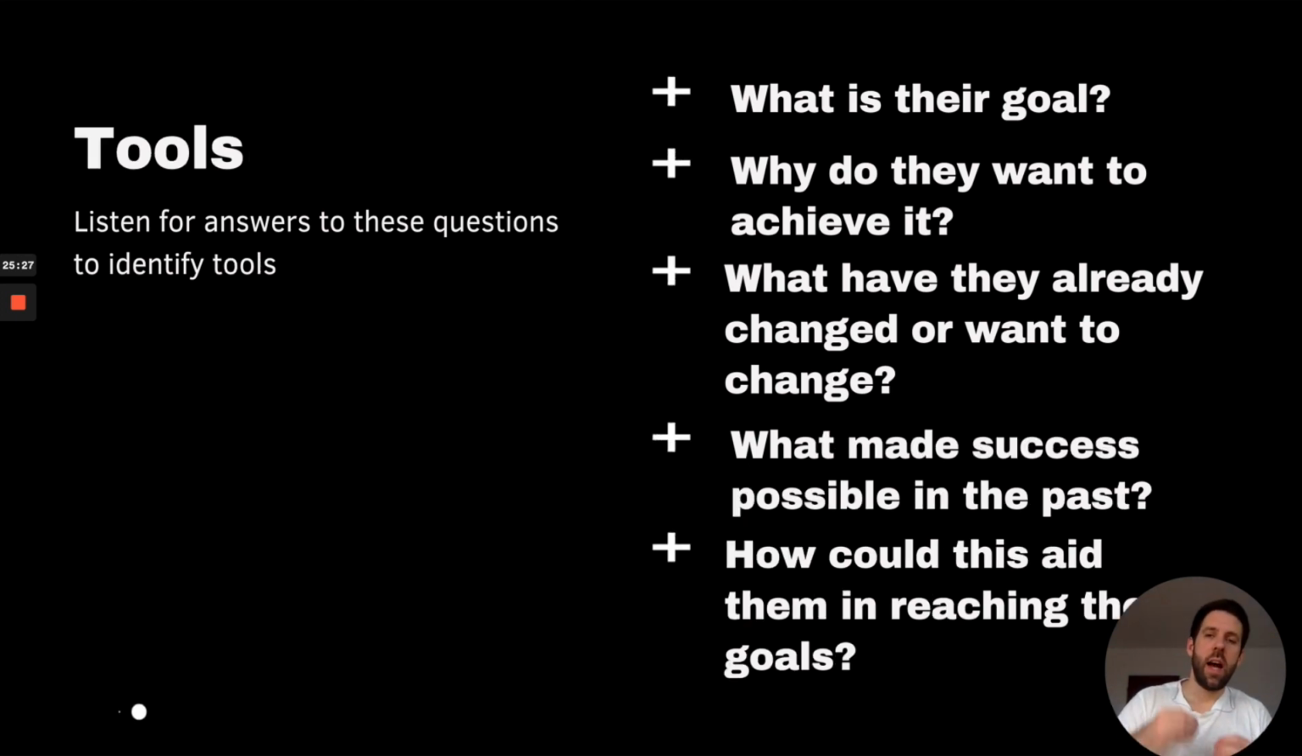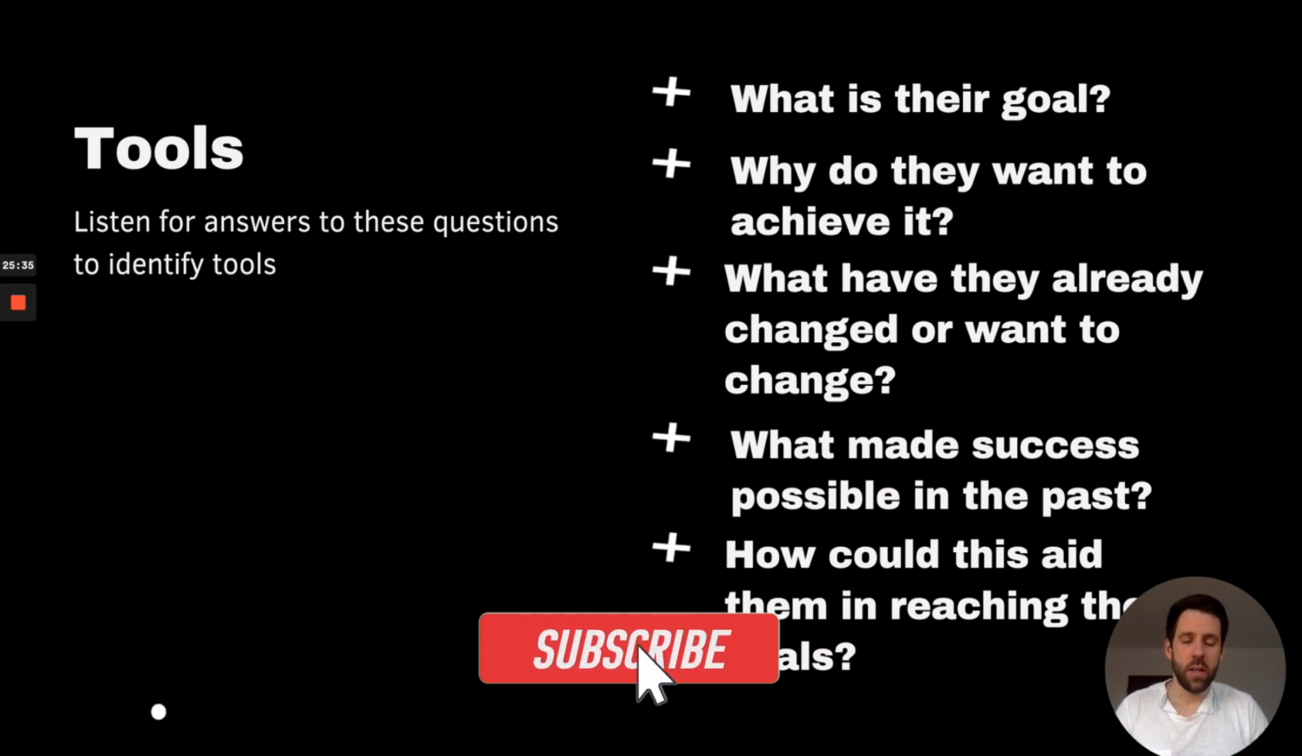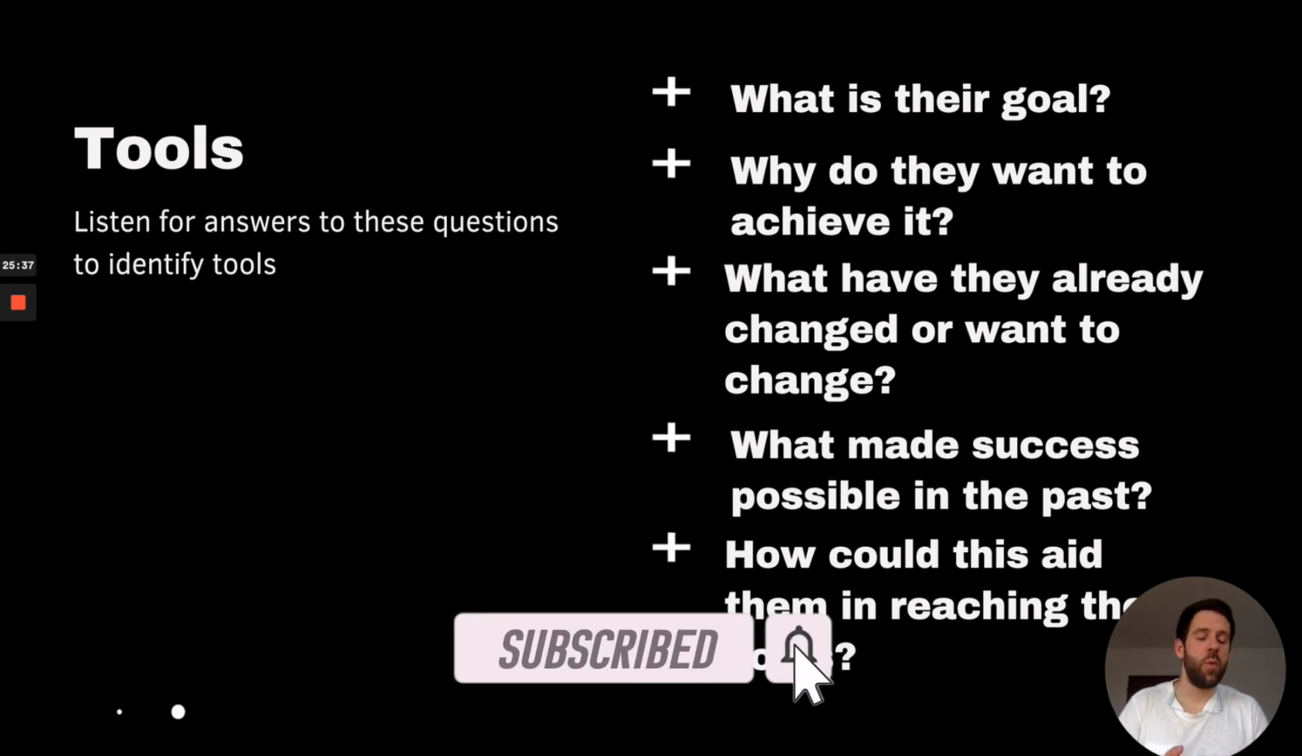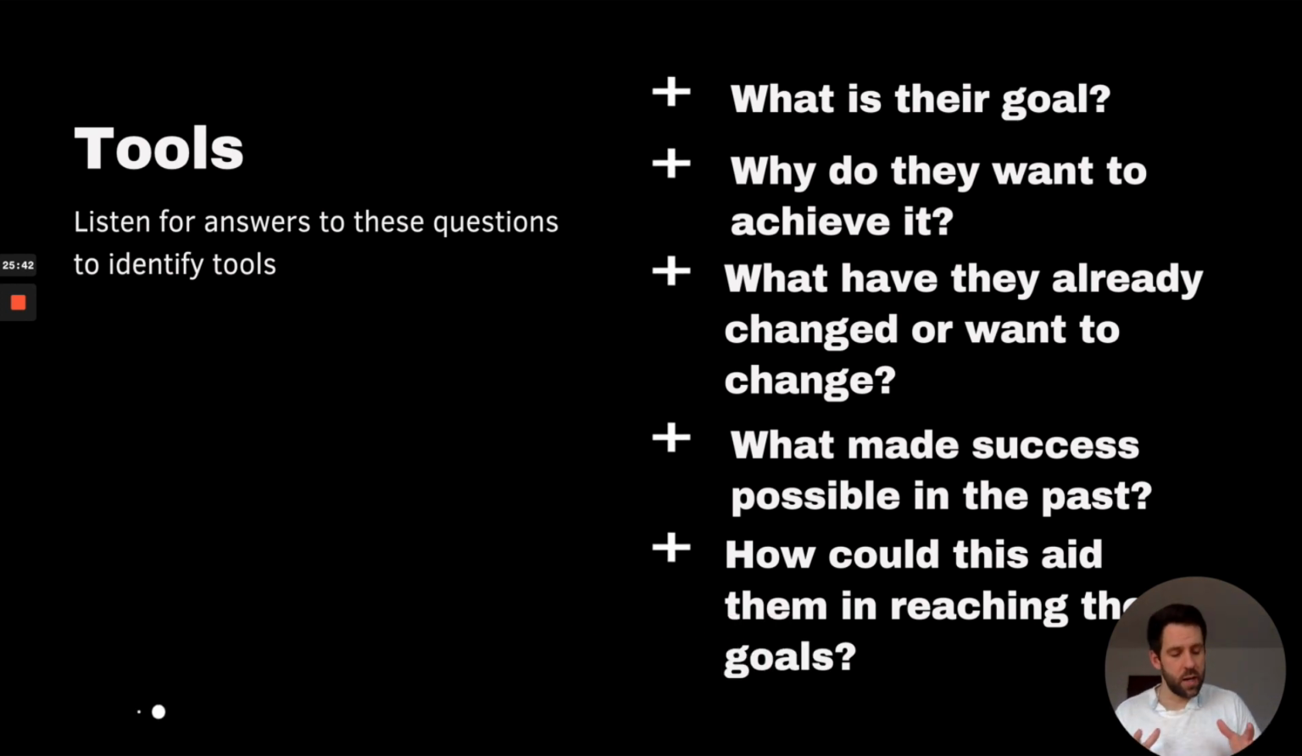On the other hand, how can you decide what is a tool? The same questions essentially apply. What is their goal? Why is this goal important to them? And what have they already changed or what do they want to change? And then you can look at what has made success possible in the past. So they may have lost a lot of weight in the past. So you can explore that. What has been the key there?